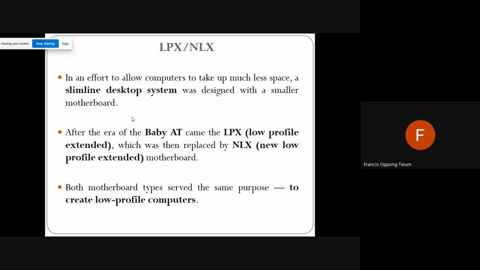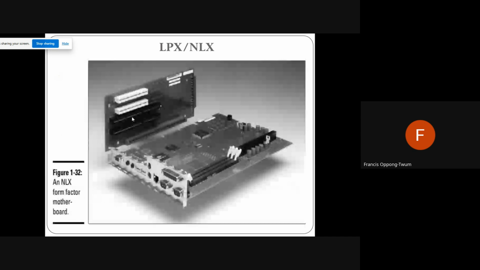Then we also have the LPS and the NLS. After the era of the baby AT came the era of the low profile extended and the new low profile extended motherboard. Both motherboard types serve the same purpose: to create low profile computers. This is a typical example of the LPS and the NLS motherboard form factor for you to see.